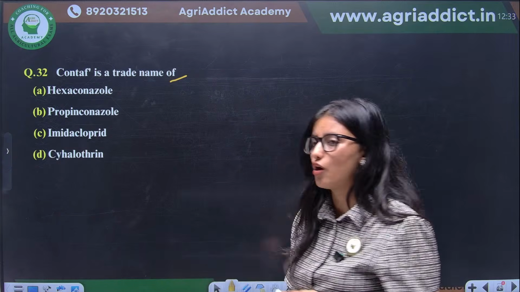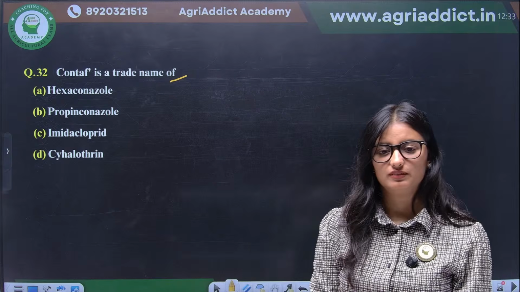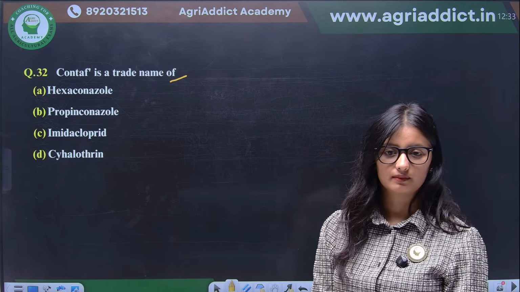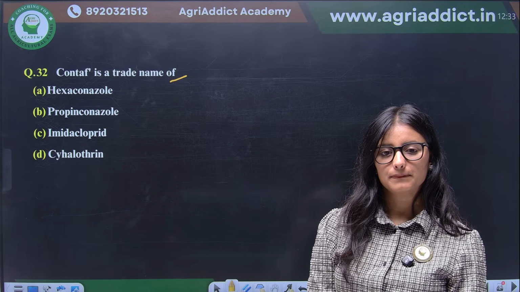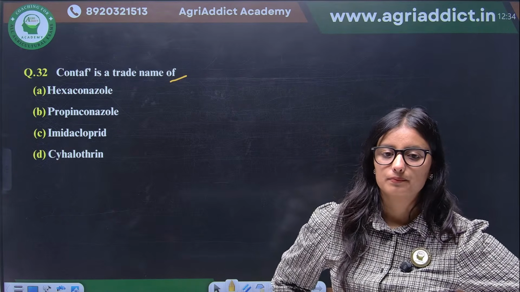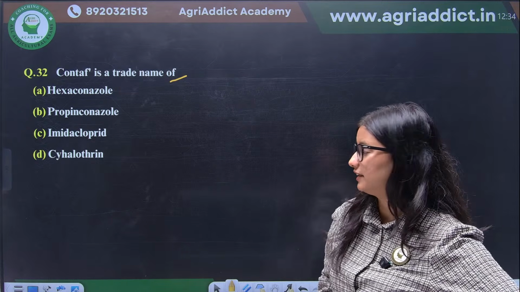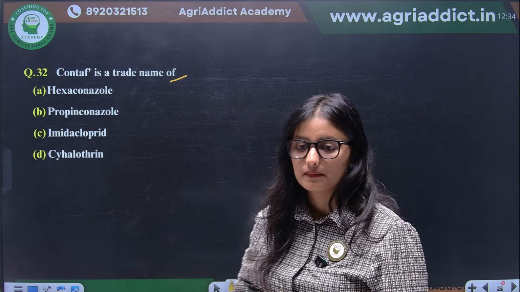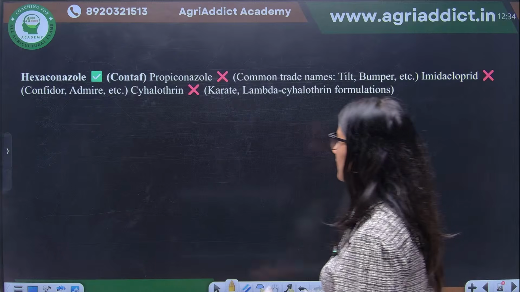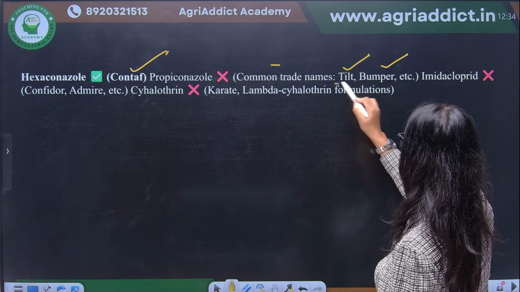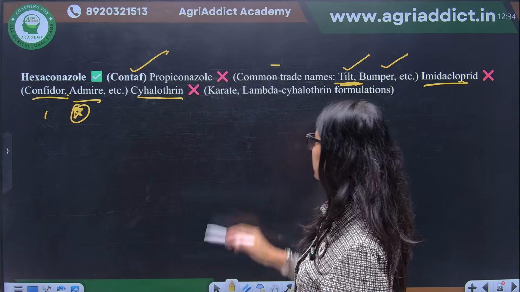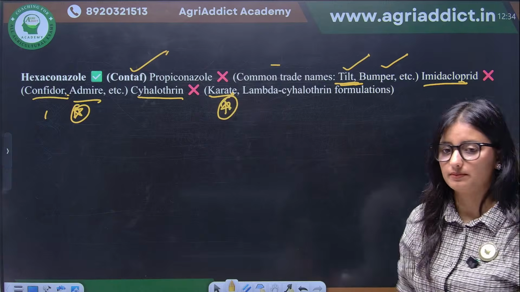Cantaf is a trade name of which of the following fungicides? Cantaf. Hexaconazole, propiconazole, imidacloprid or cyhalothrin. कौन से इंसेक्टिसाइड का नाम है? कंटाफ. A, very good. Hexaconazole. इसका है हमारा टिल्ट. ठीक है. और here I have written this is Cantaf, this is a common trade name. टिल्ट भी है, बम्पर भी है, major is Tilt. Imidacloprid का है हमारा Confidor और Admire, both are common. Okay, and cyhalothrin का है हमारे पास Karate which is the major one. Correct.